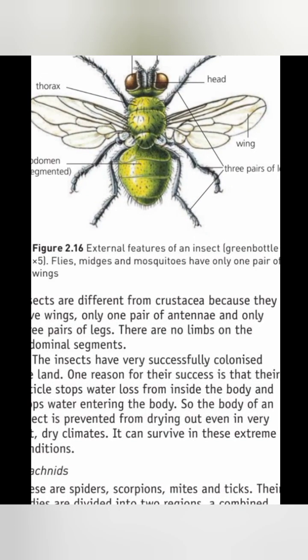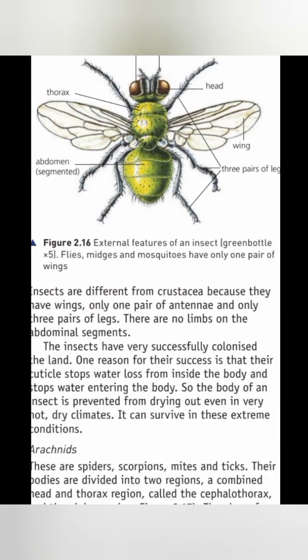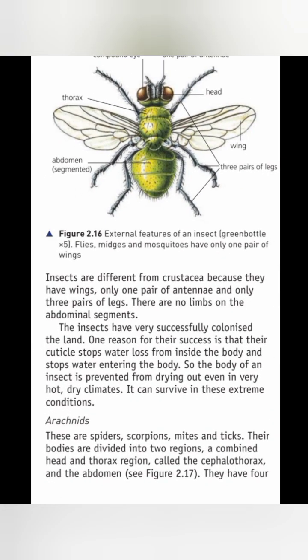These are the diagrams showing that they have one pair of antennae, and the body is divided into head, thorax, and abdomen. You can also see that they have compound eyes, two pairs of wings and a thin exoskeleton on their body. There is a special adaptation of insects: insects are very successful on land because their cuticle prevents water loss, so they can survive in dry climates. This is the special adaptation that makes their survival possible on land.